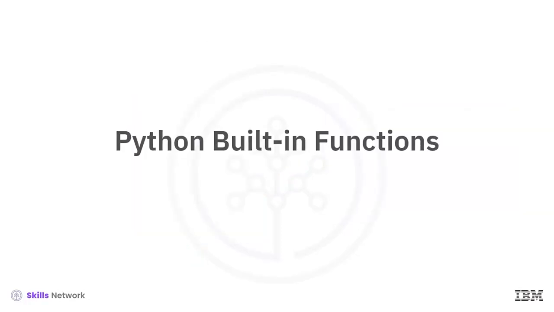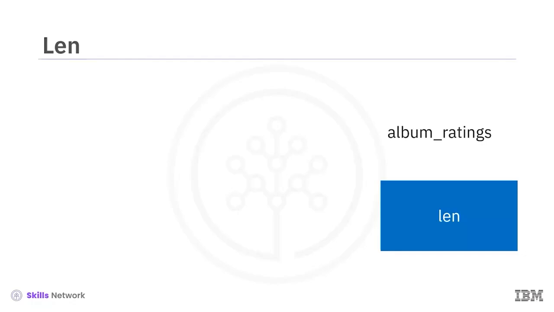Python has many built-in functions. You don't have to know how those functions work internally, but simply what task those functions perform. The function len takes in an input of type sequence, such as a string or list, or type collection, such as a dictionary or set, and returns the length of that sequence or collection.